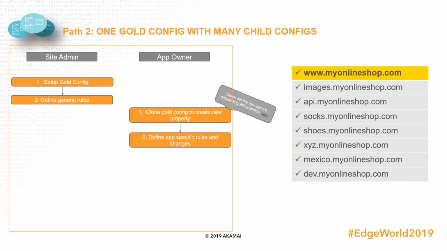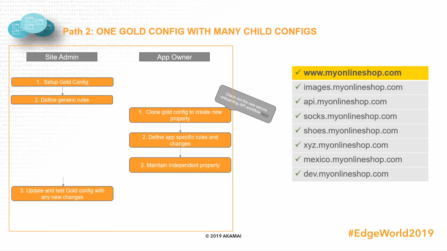The second thing is now you define those app-specific rules and changes. So again, as an app owner, I'm maintaining my different configs. I'm defining my apps and changes. I'm maintaining that independent property. I don't have to depend on the primary property. And my site admin continues to do what they have.